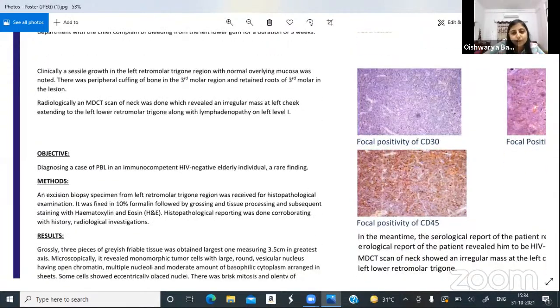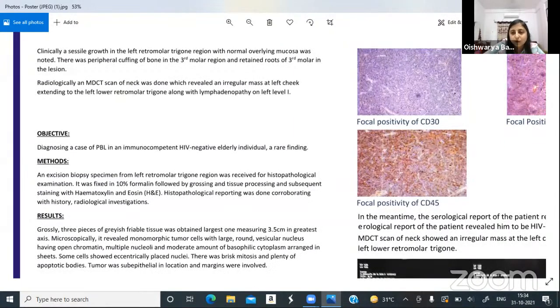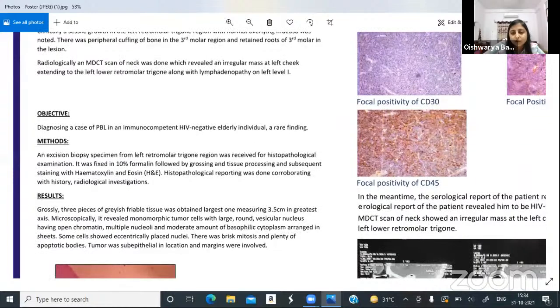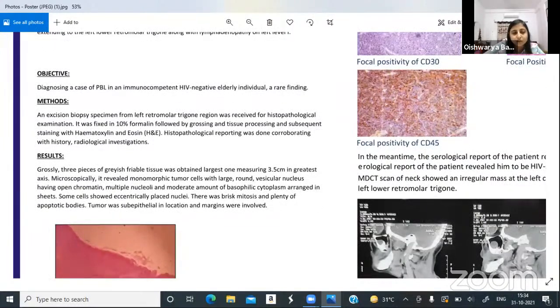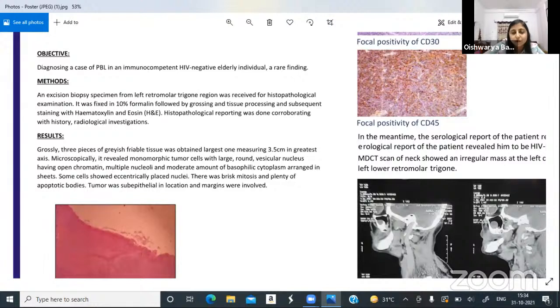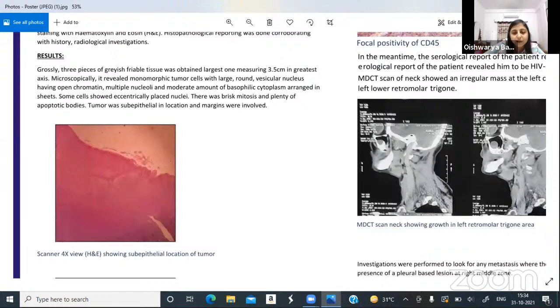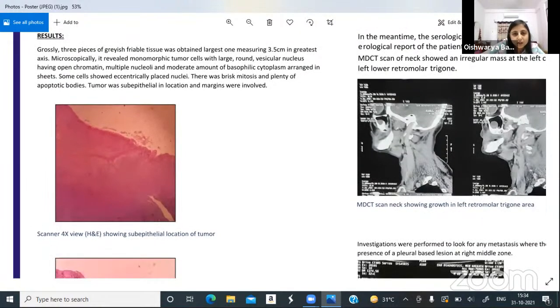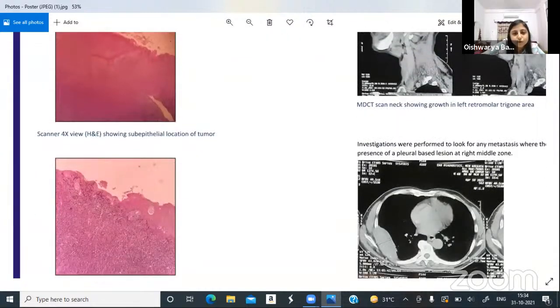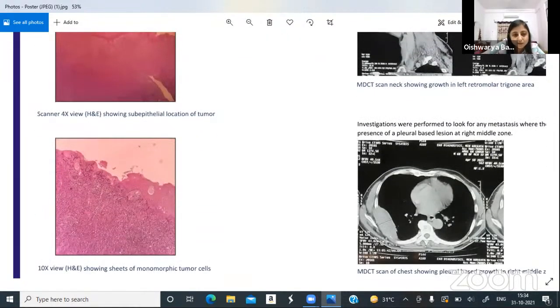Then an excision biopsy was performed from the lesion, and after histopathological processing and subsequent H&E staining, the grossing showed the following result. There were 3 pieces of friable grayish tissue. The largest one measures 3.5 centimeter in the greatest axis. On light microscopy, as we can see, the tumor was subepithelial in location. The tumor consisted of diffuse sheets of monomorphic tumor cells.